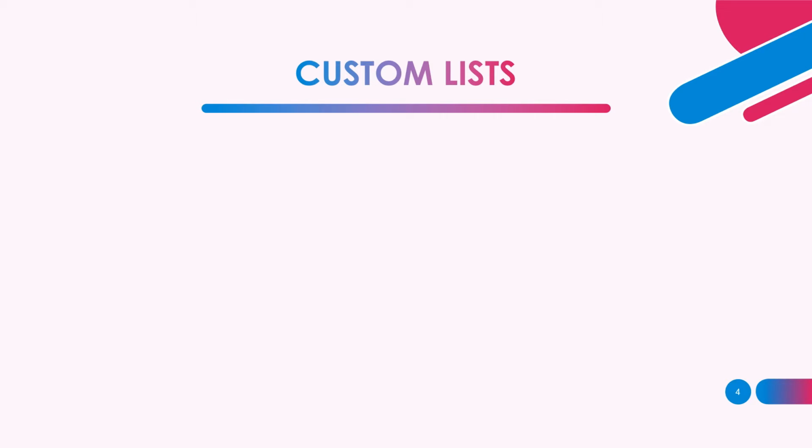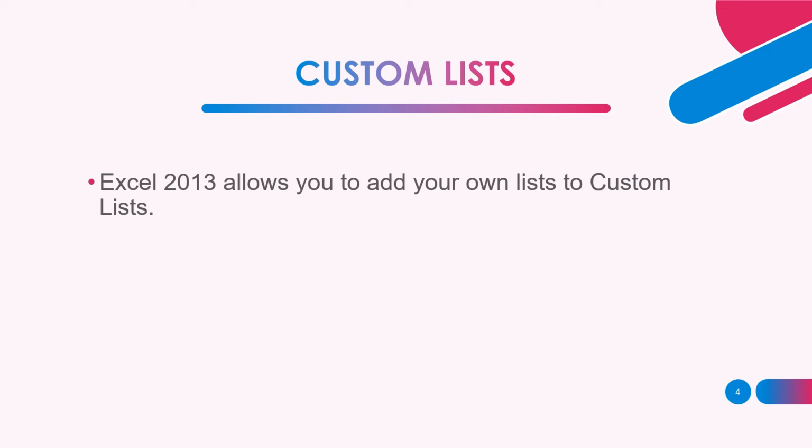In today's class, we'll see how to add your own list of items to the custom list. In the last class, we saw that using the autofill feature, you can fill the days of the week and months of the year, right? How is it possible? Because the days of the week are already stored in the custom list. So when you type Sunday, you will get the remaining series of data automatically. If you want to create your own list, for example, subjects, you can create it using the custom list. Excel 2013 allows you to add your own list to the custom list, so you can create your own list as you wish.